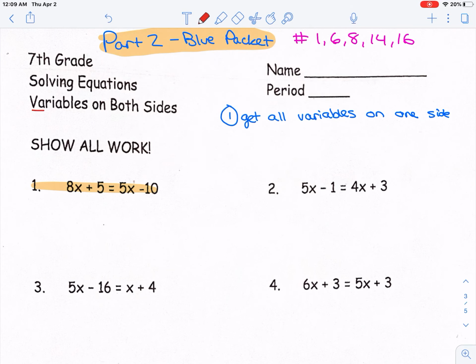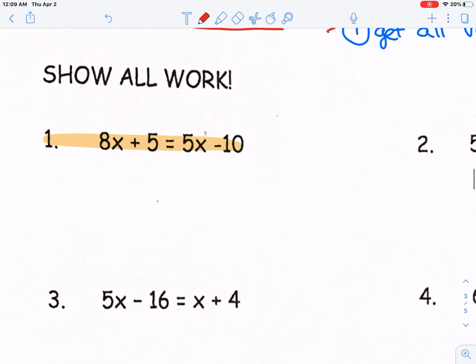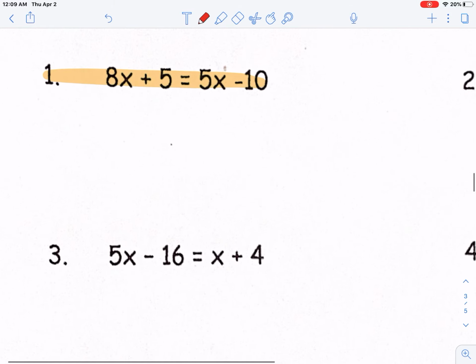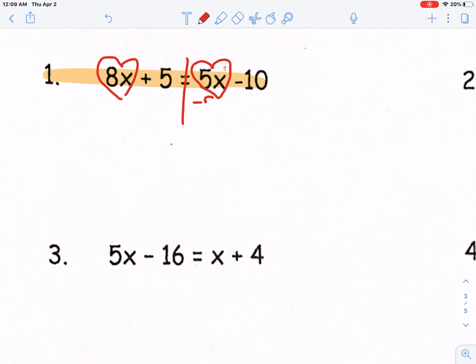So anytime you're doing variables on both sides, I always like to first get all my variables on one side, okay? You don't have to necessarily do that, but I think it makes it a little bit more simple later on. So looking over here at number 1, we have 8x plus 5 is equal to 5x minus 10. So again, I'm going to go ahead and put my hearts around my variable terms, and I know those are what I want to combine first, or get on one side first. So I'm going to choose to move that 5x over to my left side, because otherwise I'm going to be dealing with a negative x.